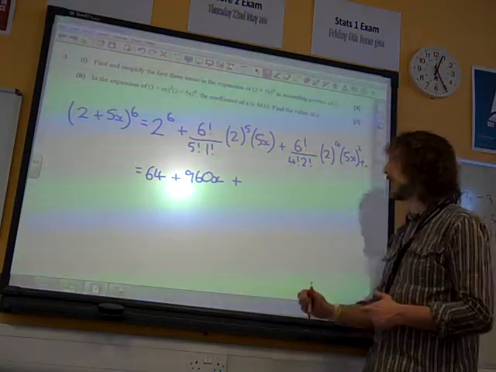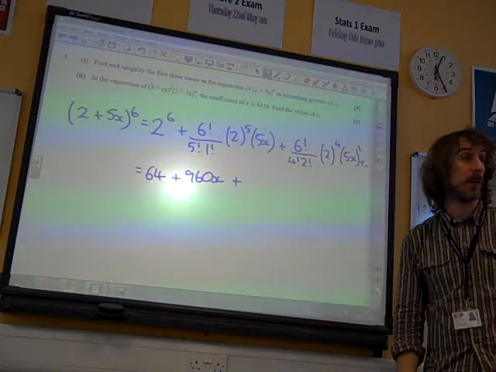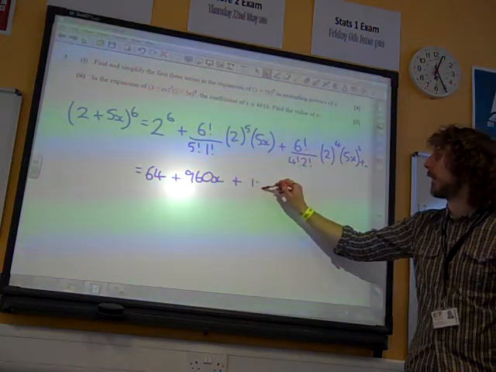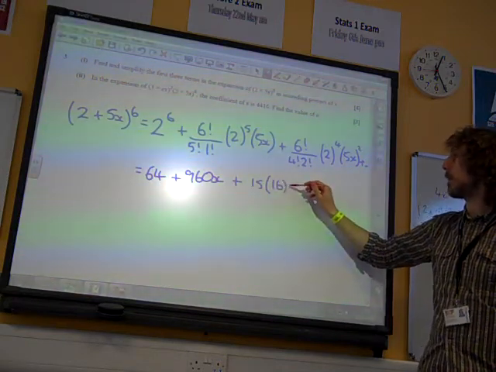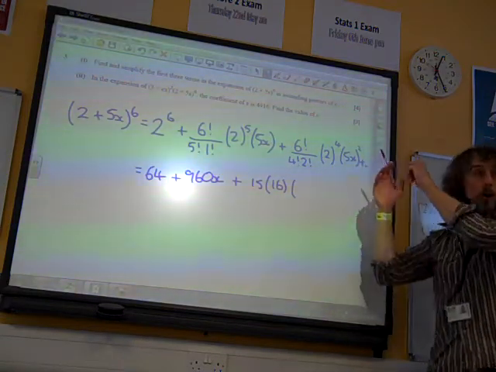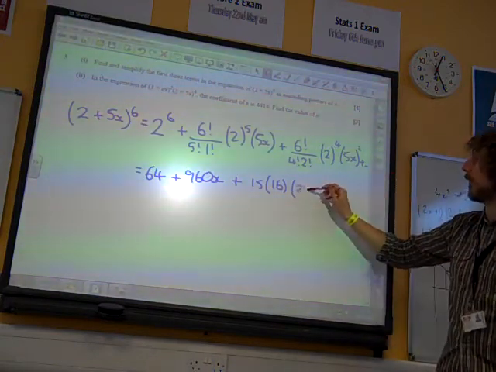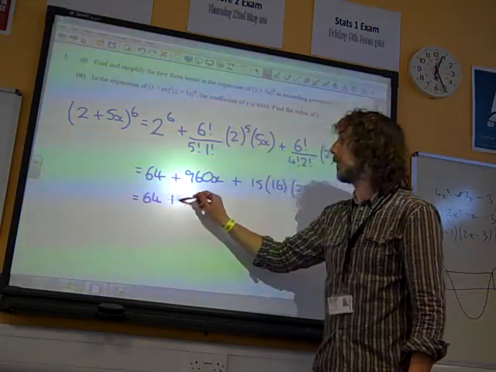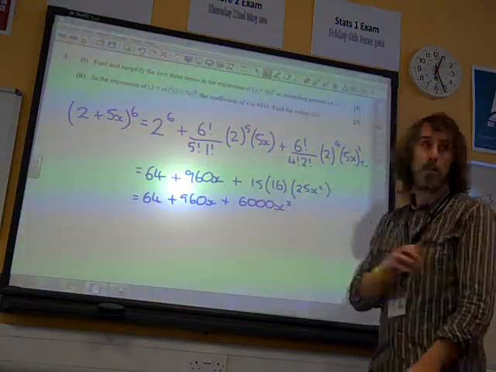And this one I'm actually going to write in 2 stages. This is 6 factorial over 4 factorial, 2 factorial, which ends up being 15. That's 6 times 5, because the 4s cancel, but divide by 2 is 3 times 5. So we've got 15 times 2^4, which is 16. And this is where we make the mistake. Look, 5x is squared. The whole of that is inside the bracket. So that's times 25x squared. And if we do that, we get 64 + 960x + 6,000x^2.